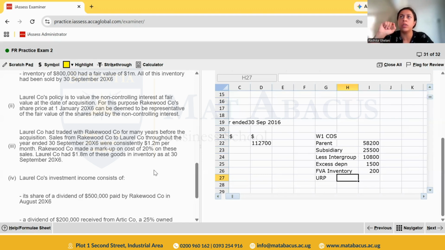And remember, Rakewood took its cost, and on top of its cost, it added 20%. And that's the value it sold to L'Oreal at. So the profit element is the 20%. That's the one we need to remove from the 1.8 million. So how are we going to do it? Since this is markup, we do 20 out of 120 to get the profit element times 1.8 million. So unrealized profit there is going to be 300,000.